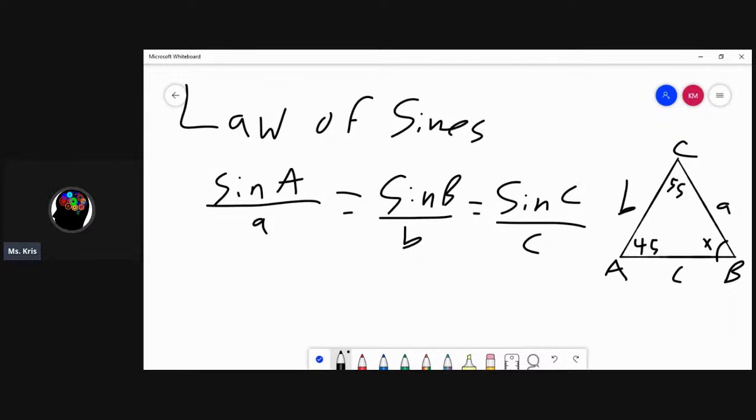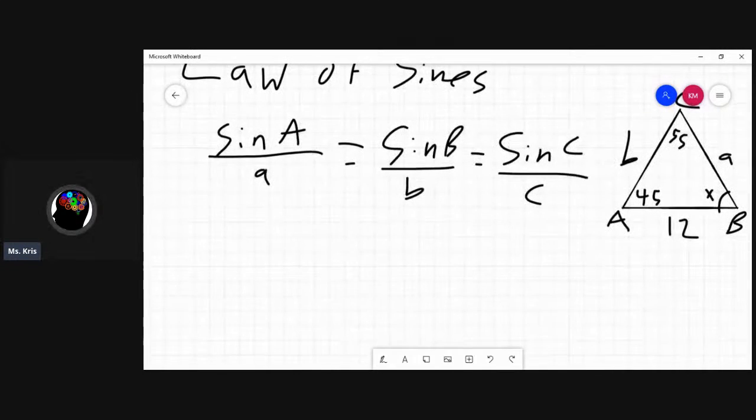I need to find sides A and B, and angle, and my side C equals 12. First thing you want to do is find that third angle. That's going to be the simplest thing you could possibly do when trying to start doing law of sines. So, first thing you must do is find the third angle.